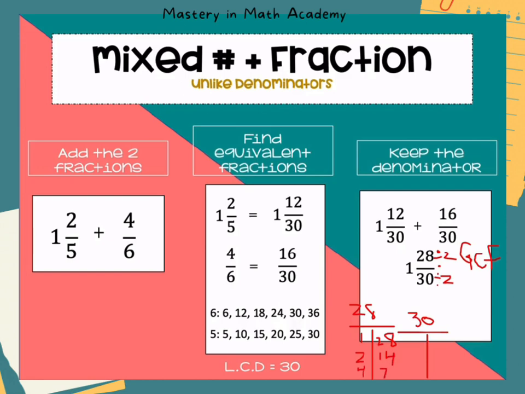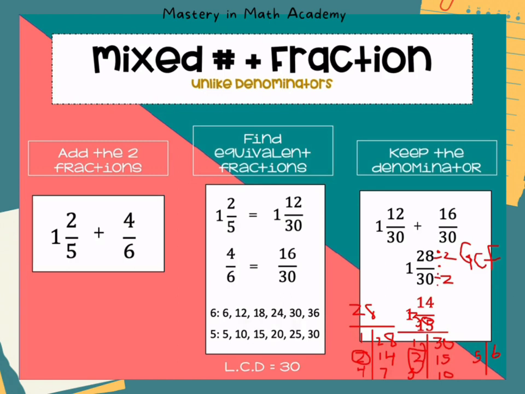and 7. With 30, you have 1 and 30, then you have 2 and 15, you have 3 and 10, you have 5 and 6. And you can see from here that they both share the number 2. So that's why we divide the numerator and the denominator by 2. And once you do that, you will see that you have a final answer.